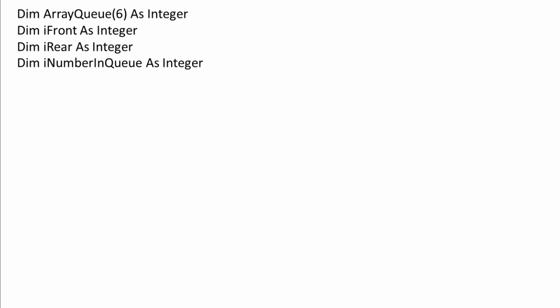Let's take a look at the pseudocode for a circular queue. First, I've declared some variables, the main one being an array variable. In this case, I've used a static array, and it's 1-based. In other words, the elements are numbered from 1 to 6. I have a variable to indicate the position of the front of the queue, another to indicate the position of the rear, and then finally, a variable to keep count of the number of items in the queue.